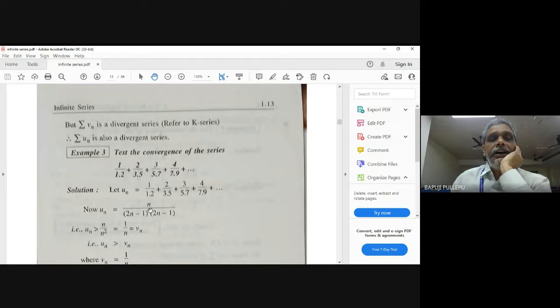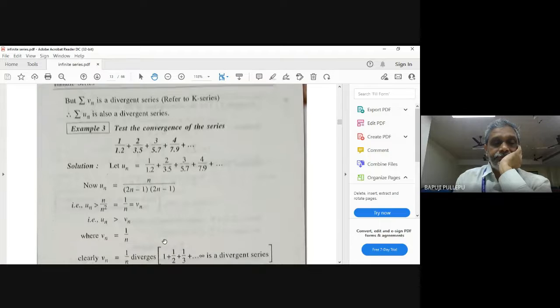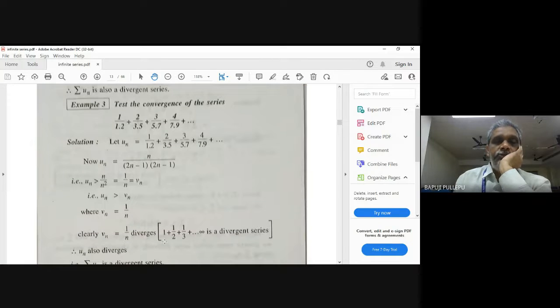How will we prepare it? The highest degree can be taken from the numerator. What is the highest degree in the numerator? n. In the denominator, what is the highest degree of n? n square. You can take n square outside. Then n by n square is equal to what? 1 by n. In such a way you can choose Vn. So Un is n by n square, and that is Vn, so Un is greater than Vn. So Vn is equal to 1 by n, which diverges. Obviously Un also diverges.